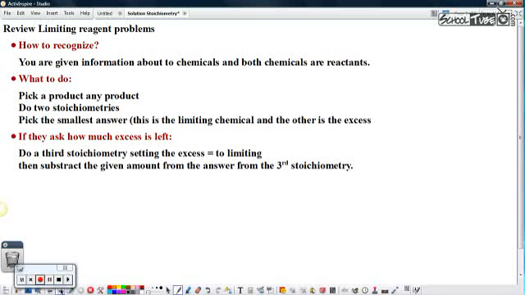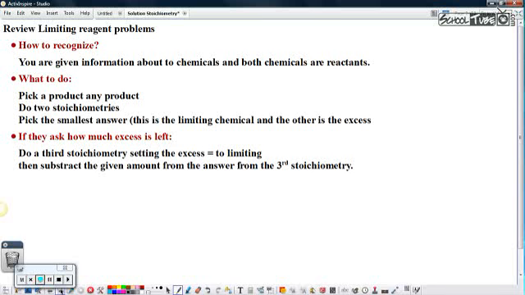Limiting reagent problems. You're going to have 1 or 2 of these. How do you recognize that you have a limiting reagent problem? You have 2 sets of given about 2 different chemicals. Now, in these problems, you may be given so many grams of one and so many milliliters of a molarity of another. But you're given 2 sets of given for 2 different chemicals, and they're both reactive.